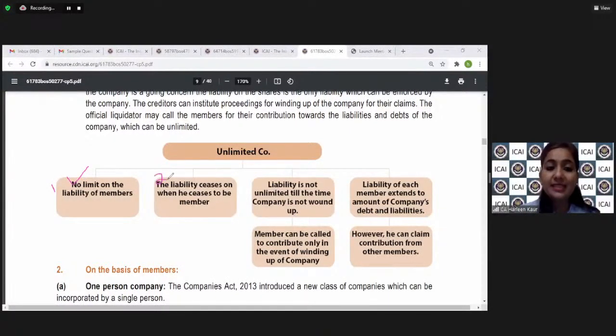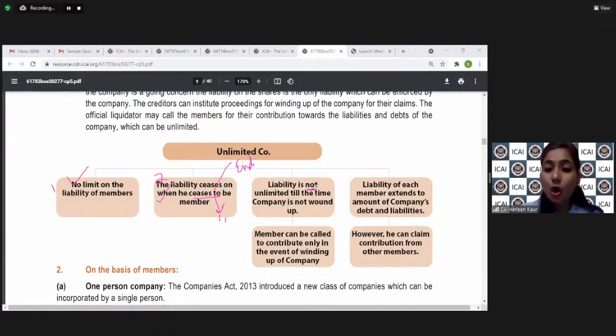When does the liability cease? Means liability comes to an end. Ceases का मतलब लिख लो. Liability comes to an end. So when does it come to an end? When you cease to be a member, means when you end as a member. When you have left the company, when you're no longer a member, your liability will also come to an end.